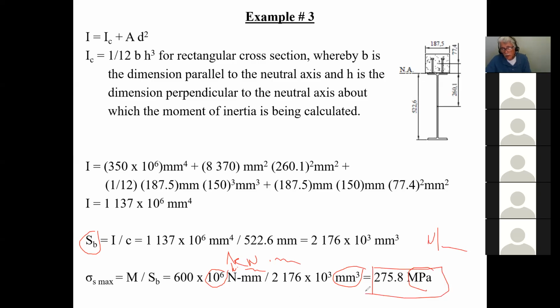which is still very reasonable for steel, because steel can go up to 350 MPa very easily, and that would be the stress in the steel. So the beam that you chose would be adequately designed for whatever you need to support that caused that bending moment. Any questions here? I don't know what happens after this.